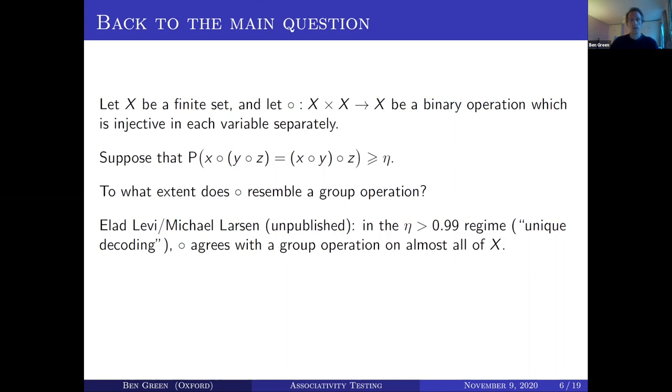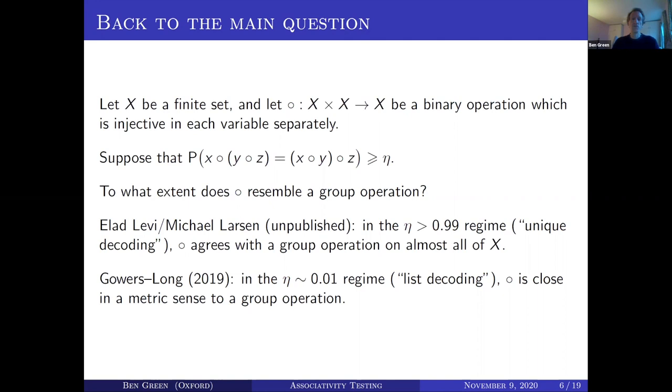Now, Gowers and Long looked at this question, and they were interested much more in the case where eta is something like 0.01. Let's call it the list decoding regime. They established a positive result, which I'll not state formally, but I'll hint at, which is weaker than this operation being close to a group operation. They show that it's close in a kind of metric sense to a group operation. I'll give an example that shows what's meant by that, rather than trying to state their result completely.